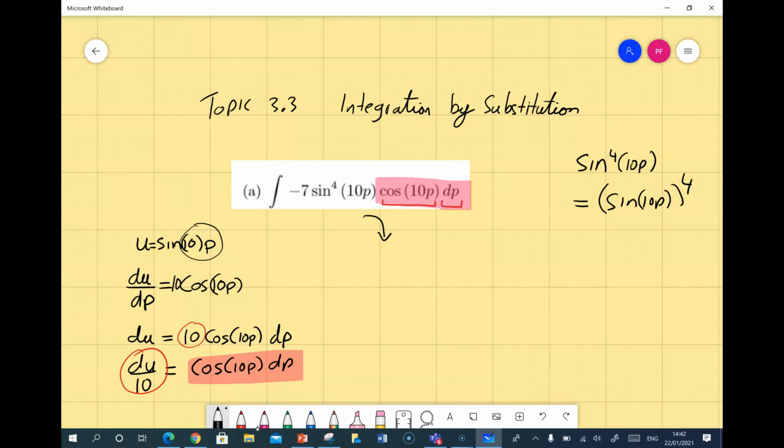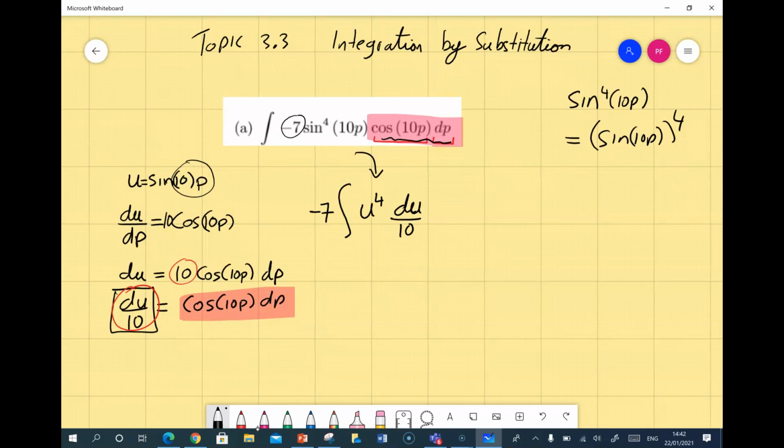So I'm going to rewrite my integral. To make things easier, because minus 7 is multiplying everything, I'm going to pop it outside just to make life a little easier. u is sine 10p, so when sine 10p is to the power of 4, that means u is to the power of 4. Cos 10p dp we know is the equivalent of du over 10. The 10 is dividing everything inside, so I'm also just going to bring that outside just to make life a little easier. So inside, u to the power of 4 du.